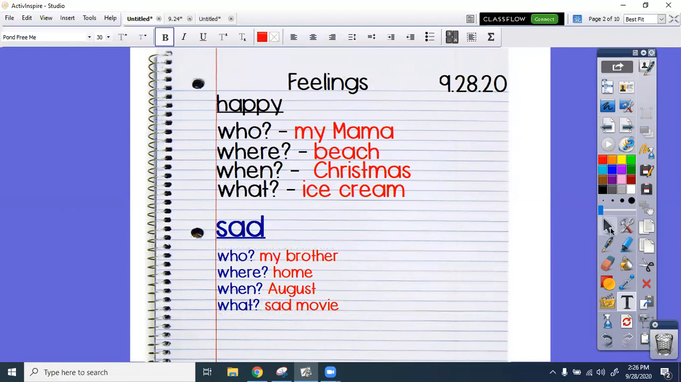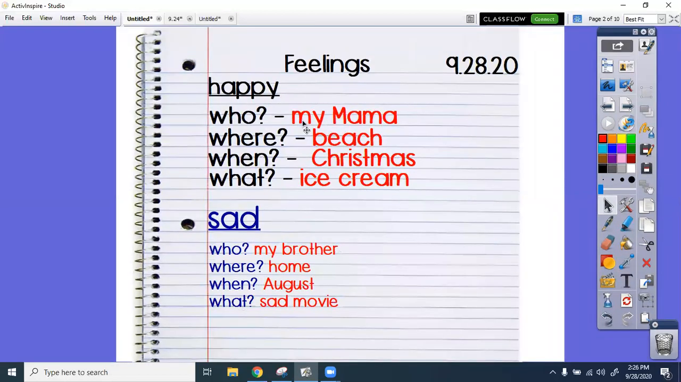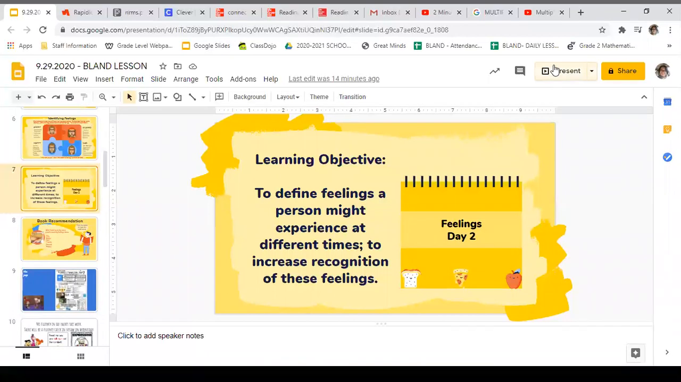So pause here and think about things that you can add to your list of who, what, when, where for the word sad. Great. I hope you've added your words to your list. That's awesome. So today is day two.